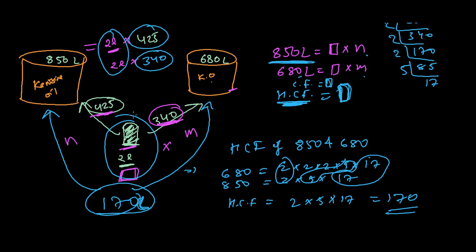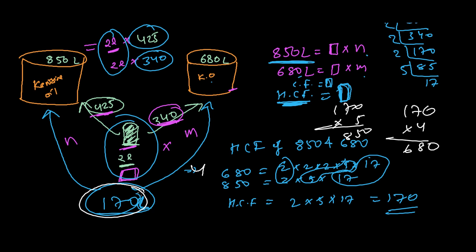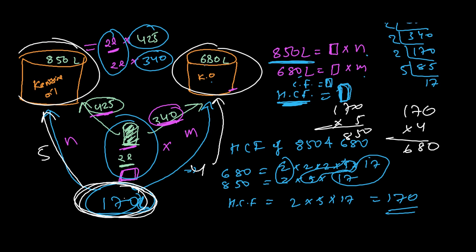If you see this, everybody knows that 17 times 4 is 68. So 170 times 4 will be 680, and 170 times 5 will be 850. So the container's 4 times oil is in the smaller tanker, and its 5 times oil is in the bigger tanker. So this is the maximum amount of oil that can be stored in a container which can measure the oil of both tankers an exact number of times.